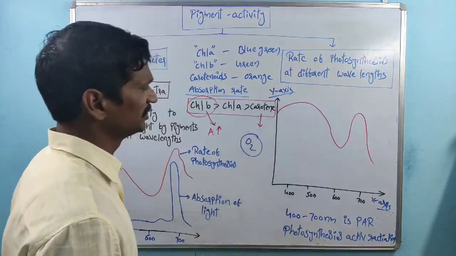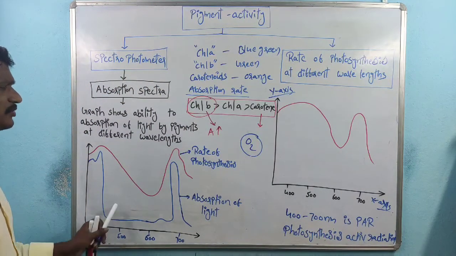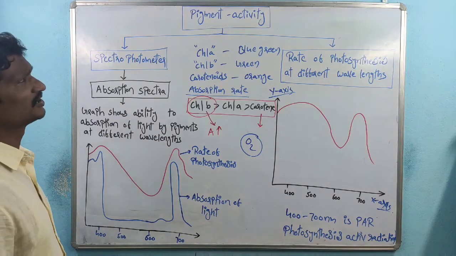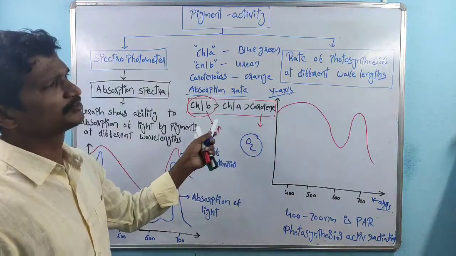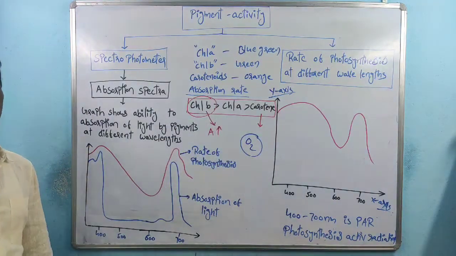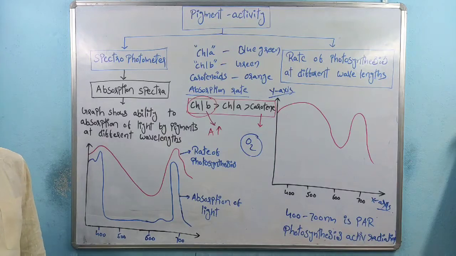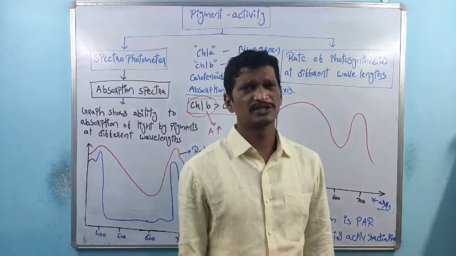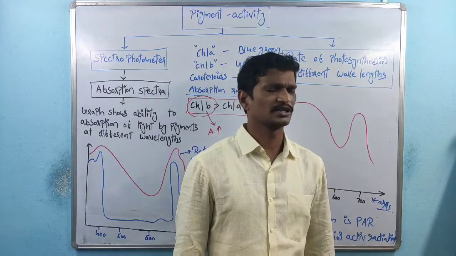So that is about photosynthesis, oxygen evolution, and absorbing pigments. That is about the pigment activities. In all these pigments, which one shows the maximum absorption? The chlorophyll B pigment shows the maximum absorption, right? So that is about the pigment activities. In the next class, we'll discuss the components of PS1 and PS2 and accessory pigments.